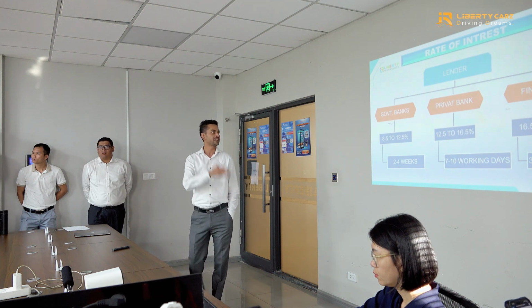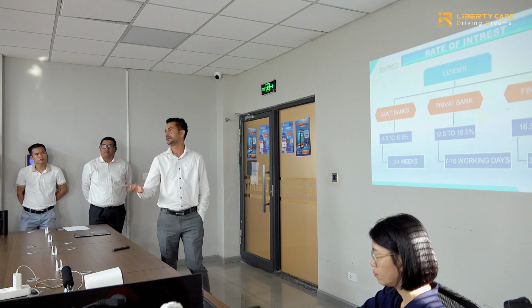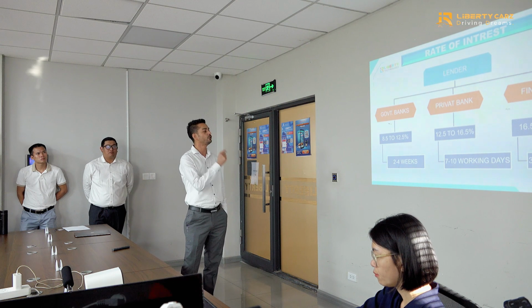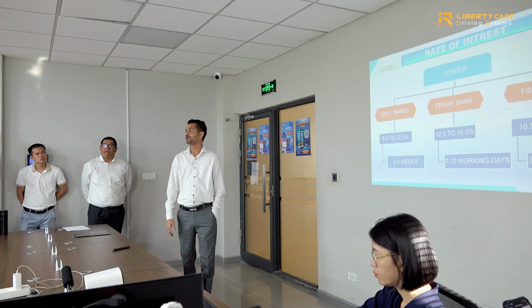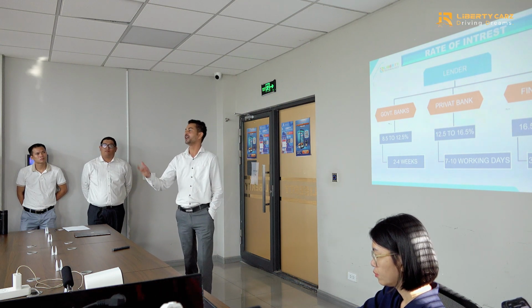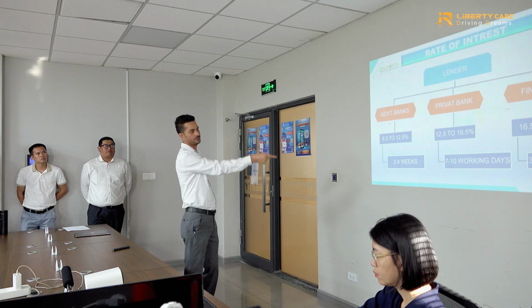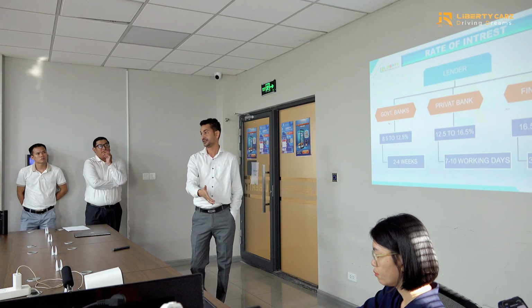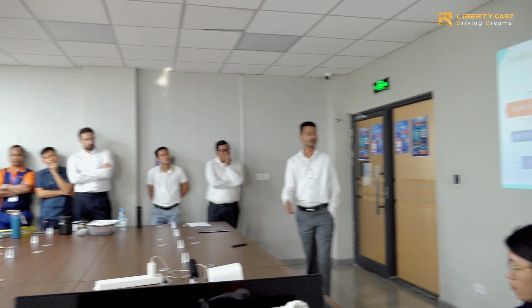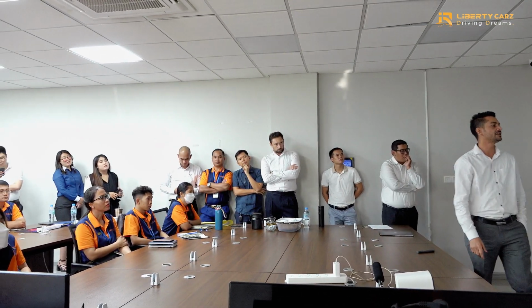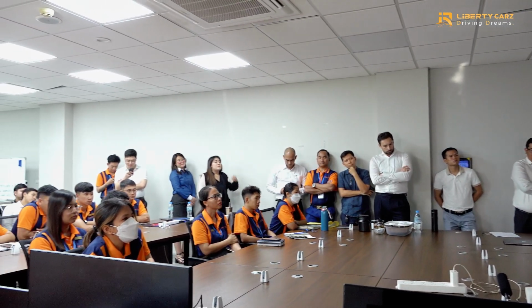Okay, if you check the process, how many days do they take? Government bank, they take from 2 weeks to 4 weeks. If you need the loan within 1 week, where will you go? You will go to the second option. Even if you have to pay more interest, because you need it at that time. Private bank, they take around 7 to 10 working days. If you go to the financer, they take only 3 to 7 working days.